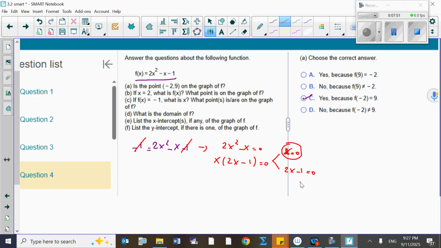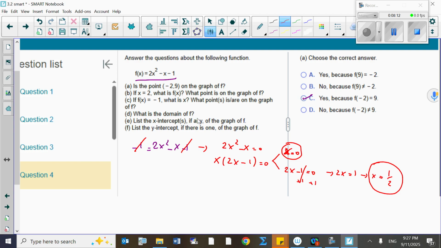And the second one, if I solve, add 1, and then 2x is equal to 1. And from here, x is equal to 1 over 2. So these are the two answers. When f of x equal to -1, x could be 0 or could be 1/2.